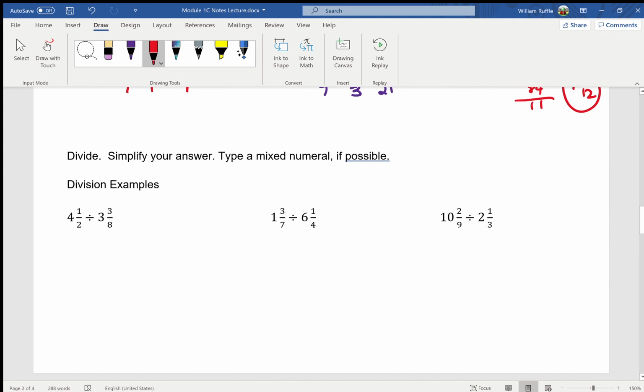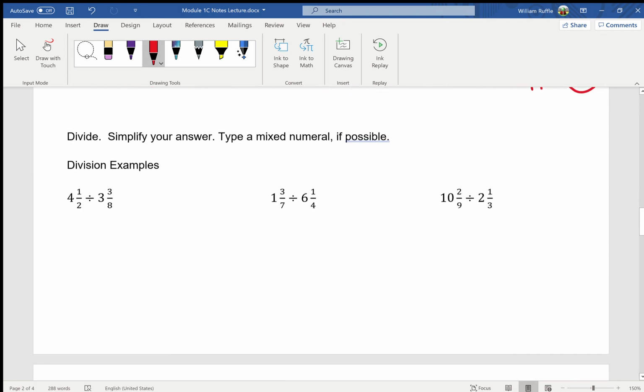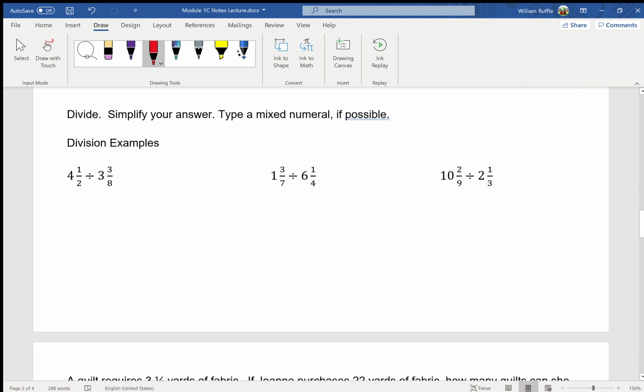And the last part of this first video is I'm going to be doing the division of the mixed numbers. And then I will finish up the 1C in a separate video. But yeah, the first thing I must do is change them to improper fractions. So 2 times 4 is 8. 8 plus 1 is 9. So that's 9/2. 8 times 3 is 24. 24 plus 3 is 27.